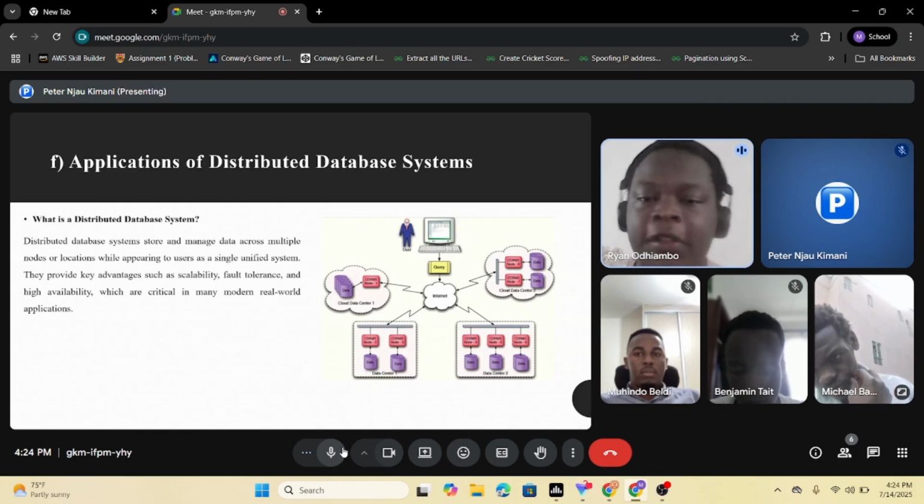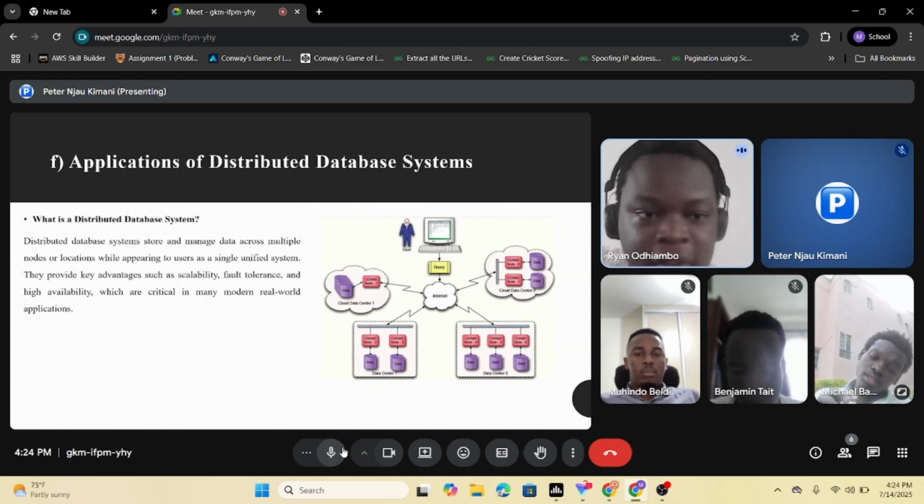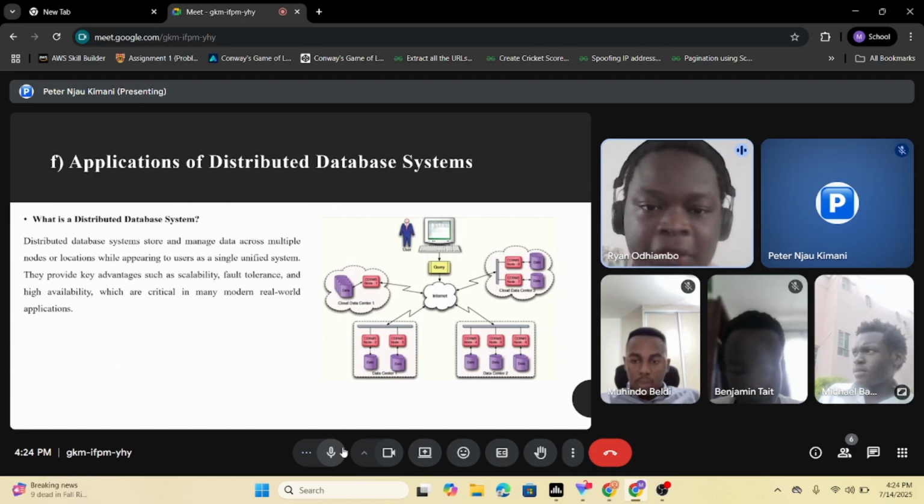In the diagram on the right, you can see a visual representation of a distributed database system, which are all connected through the internet, and we can see how they are distributed across it.